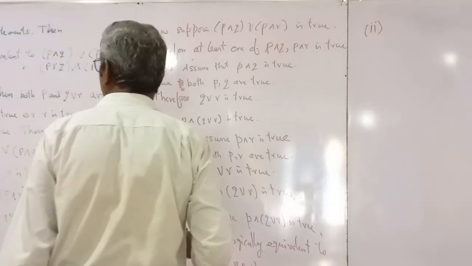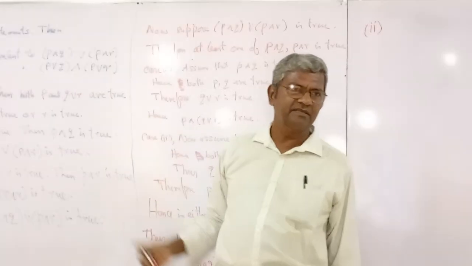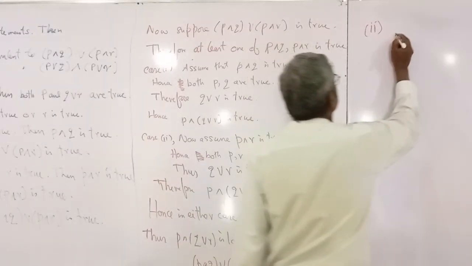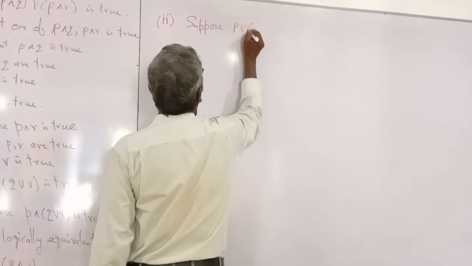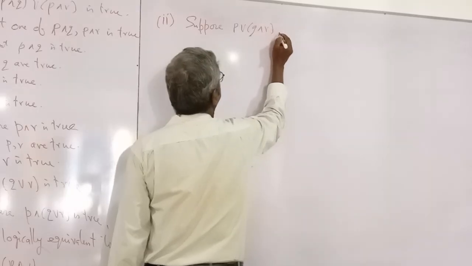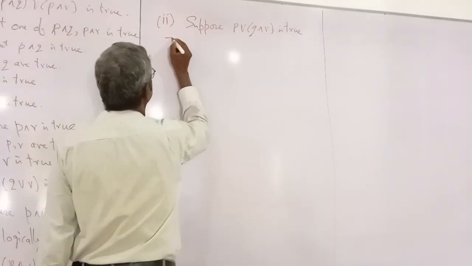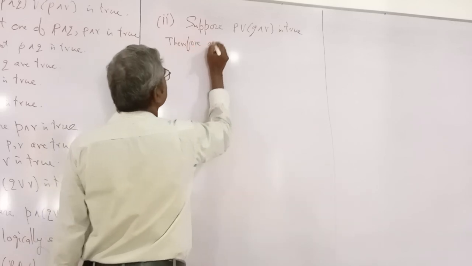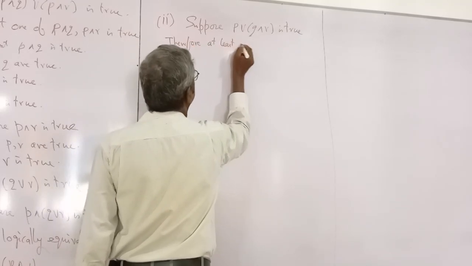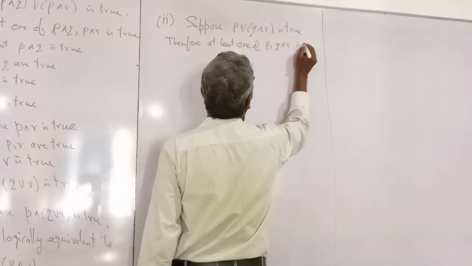Okay, so back to 2. Now, what do I say? Suppose P or Q and R is true. Okay. Therefore, P is true, or Q and R is true. Let's say it's good to practice this language. At least one of P, comma, Q and R is true.